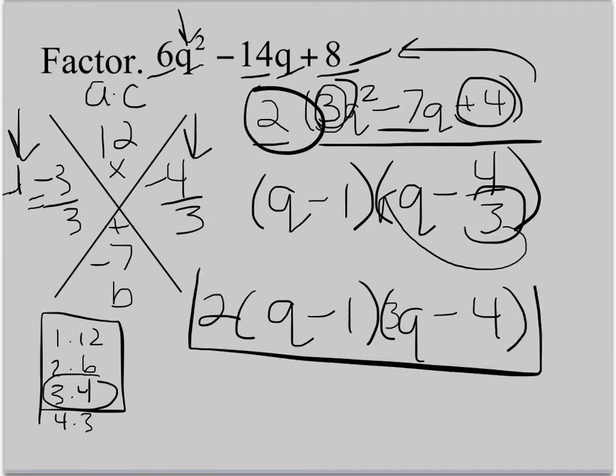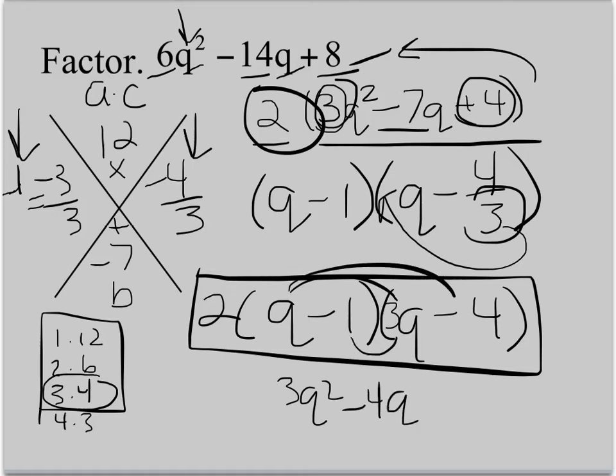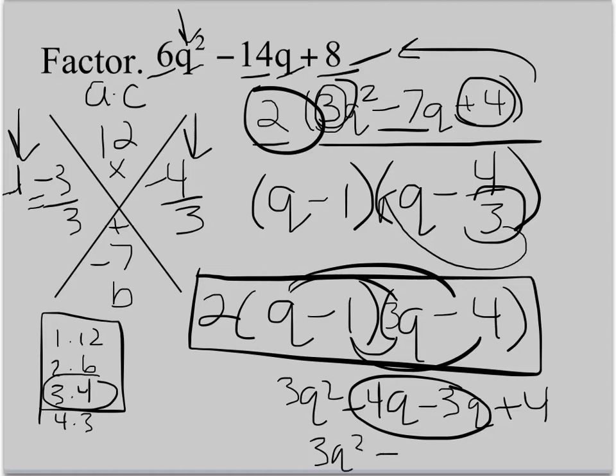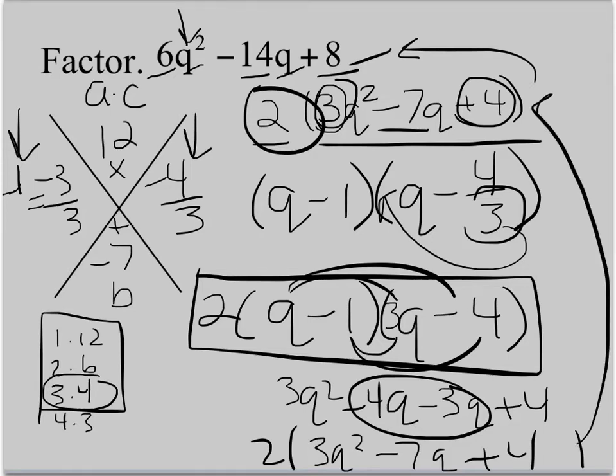If we want to double check this, we can FOIL it out or multiply it out. Q times 3q is 3q squared. Q and negative 4 is minus 4q. Negative 1 and 3q is negative 3q. Negative 1 and negative 4 is plus 4. Combine like terms here to get 3q squared minus 7q plus 4. Don't forget the 2 in front. And this is the same as this, so we know that we have factored it correctly. And remember that this part of what I just did is to check our answer only. That is not part of the actual solution.